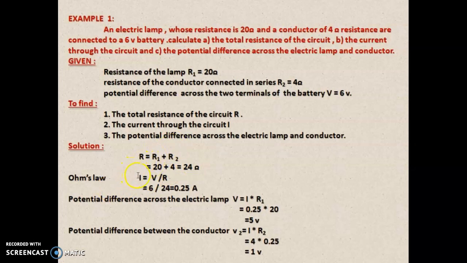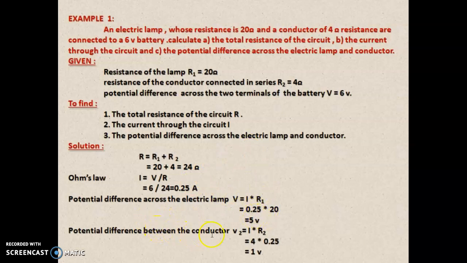Using Ohm's law, you know that I is equal to V upon R. V is given as 6 volt and we have found the resistance is 24. So 6 upon 24 is equal to 0.25 ampere. Now the potential difference across the electric lamp, first one: V is equal to I into R1. I is 0.25 and R1 is 20 ohms, so when you multiply you will get 5 volt.